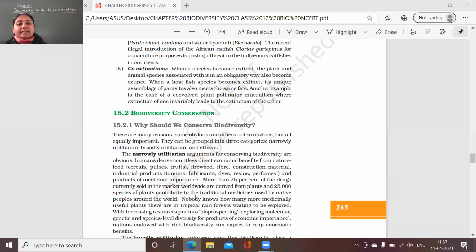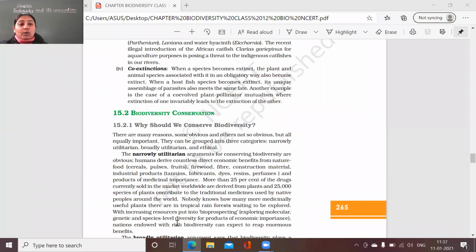Take what he has written, that 25% of the drugs which are sold in the market are actually plant products. They are obtained from plants, and 25,000 species of plants contribute to the traditional systems of medicine that are used by our native people and throughout the world.